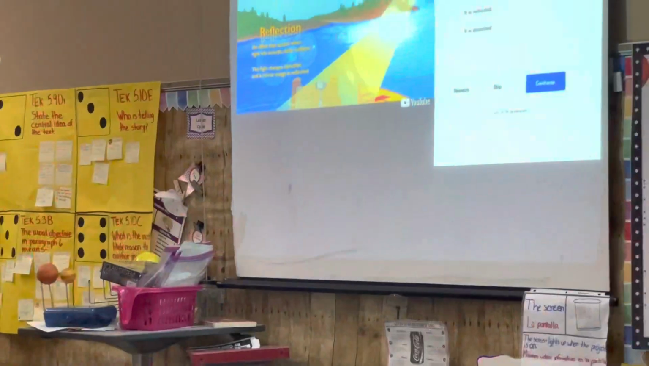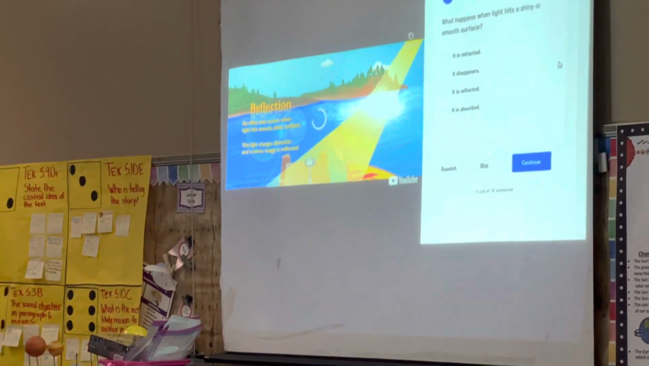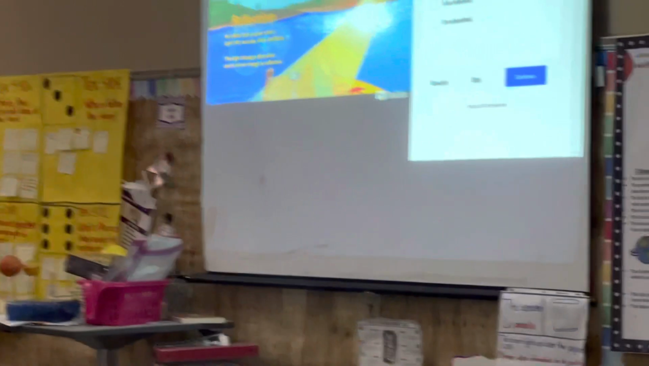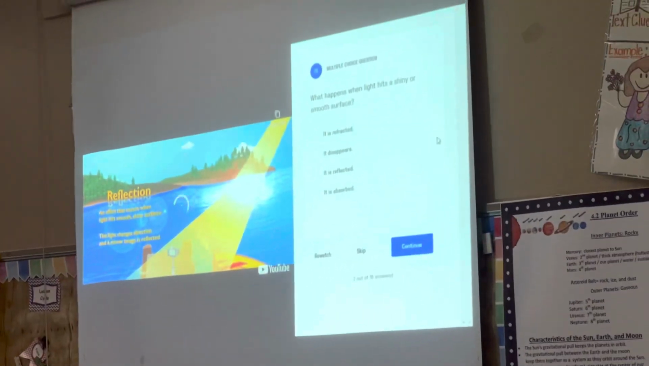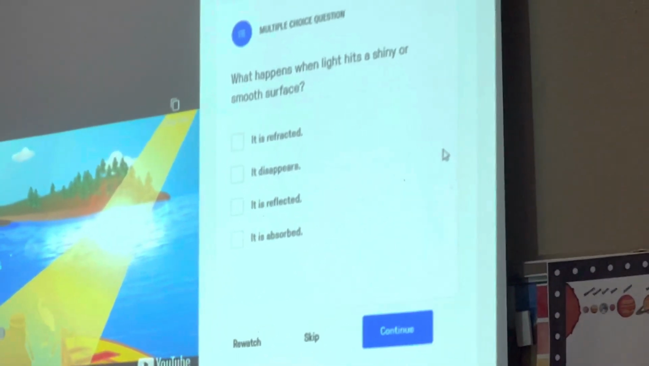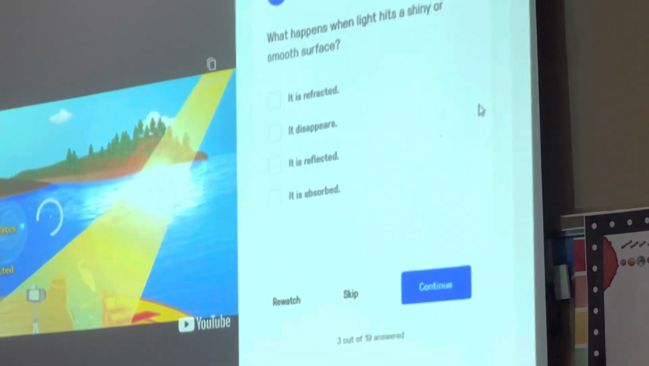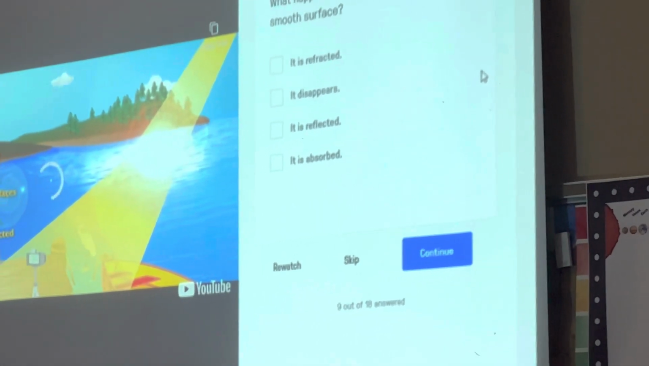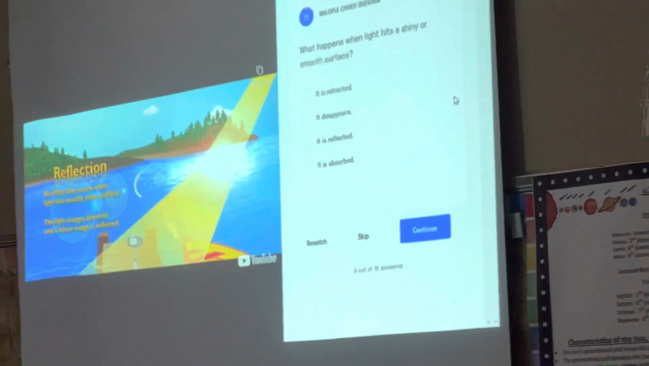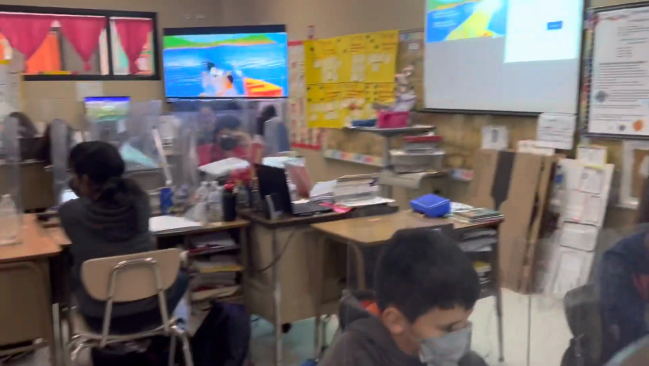Okay, first question on your screen or on your Chromebook: what happens when light hits a shiny or smooth surface? What happens when light hits a shiny or smooth surface? We already reviewed it. You saw a little glimpse of the video. Mark your answer.